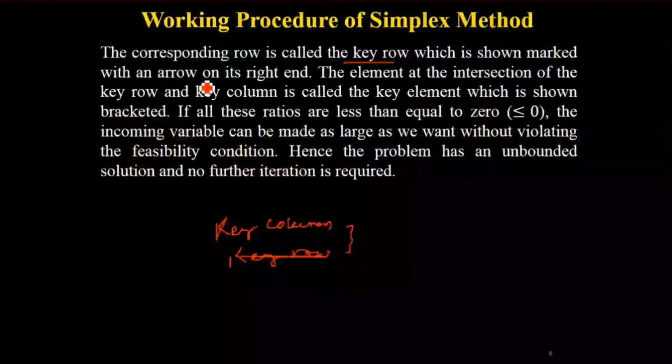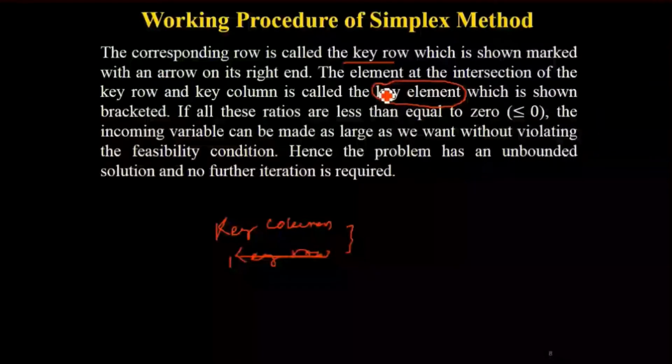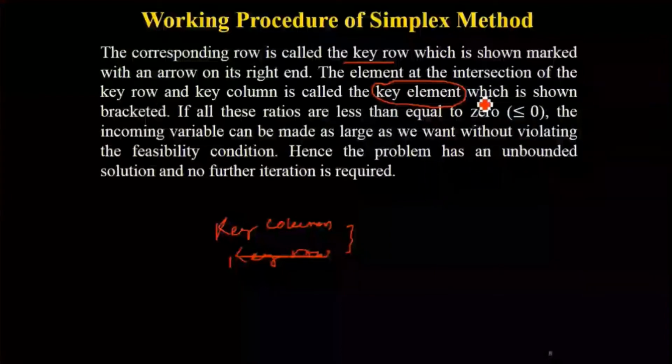Again we will mark it through an arrow on its right hand. The element at the intersection of the key row and key column is the key element, which will play the important role for finding the next best solution, which is shown in brackets. Okay, we will show this in bracket form.